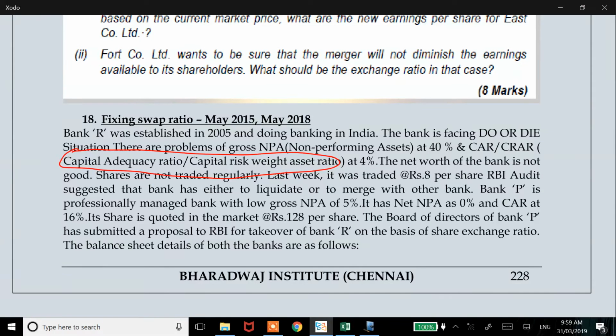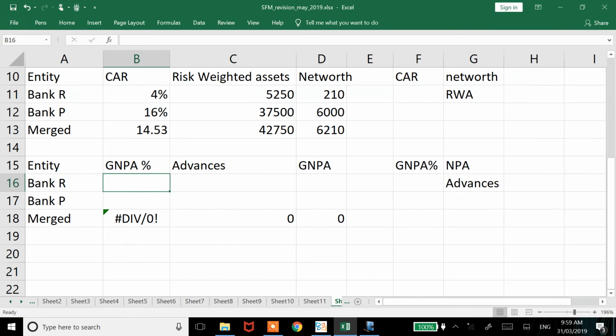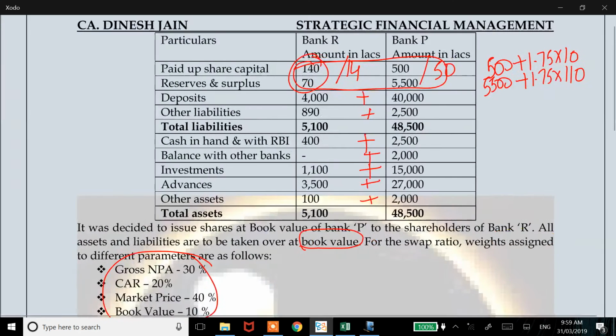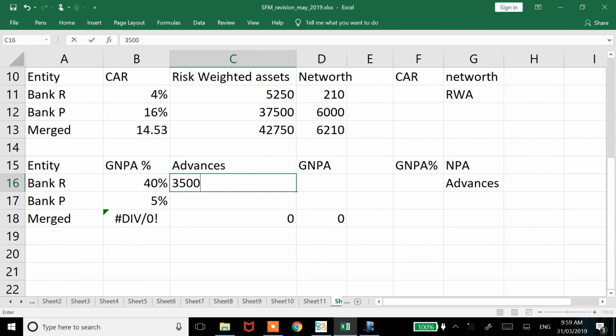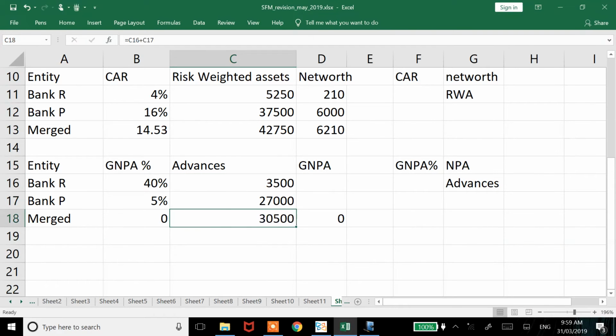Bank R had a GNPA of how much? 4.5%. Advances of bank R was 3,500, 27,000. GNPA number is, that's all, 9.02%. The format will take you to the answer: 9.02%.